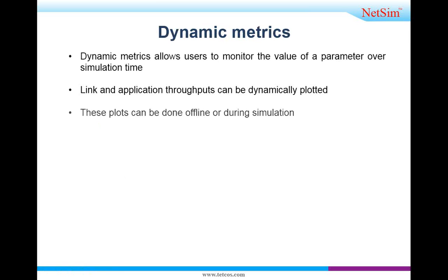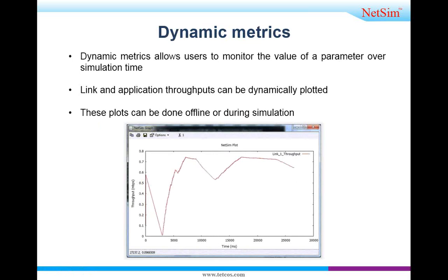Now dynamic metrics. Dynamic metrics allow the user to monitor the value of a parameter over simulation time. So this is very essential for researchers to understand the behavior of a network at any instant of simulation time. So link throughput, application throughput, and TCP congestion graphs can be generated and plotted during the simulation or after the simulation. We prefer it after the simulation because during the simulation, our simulation will get affected and it will delay the simulation.